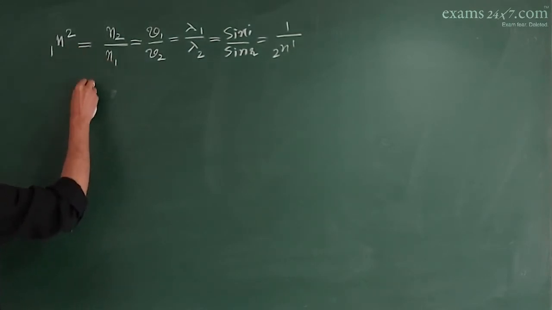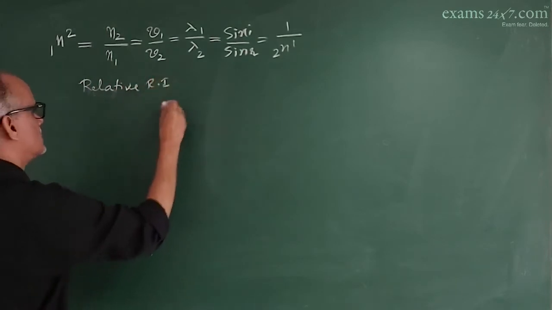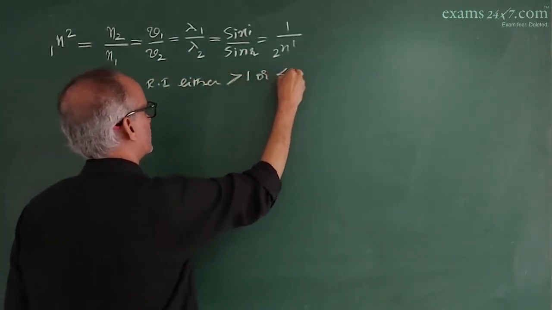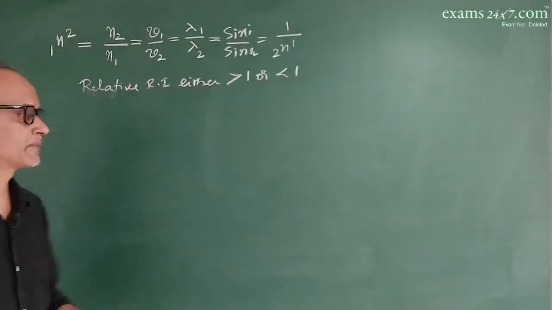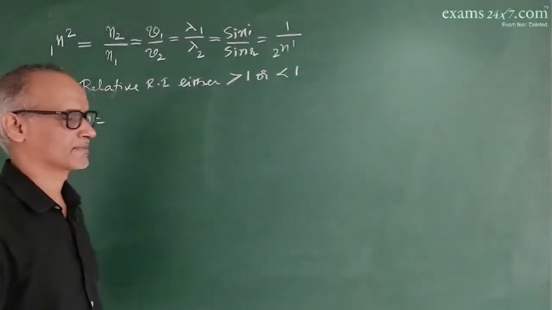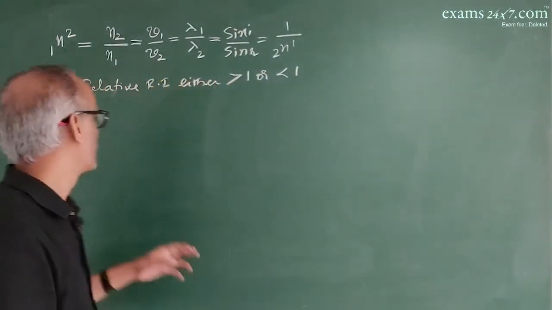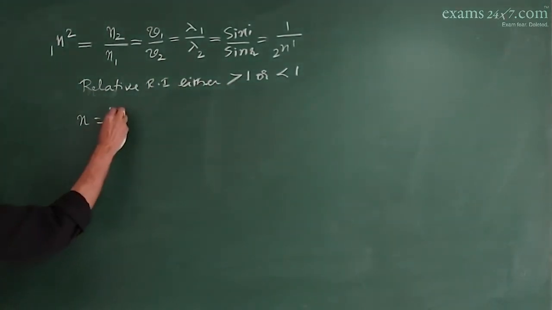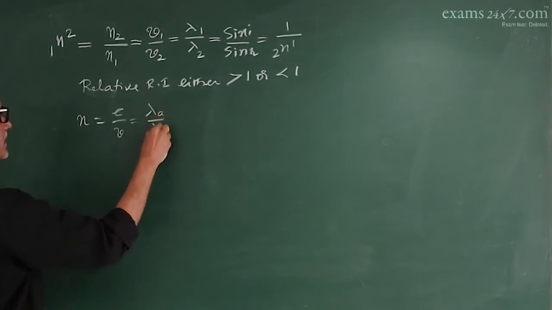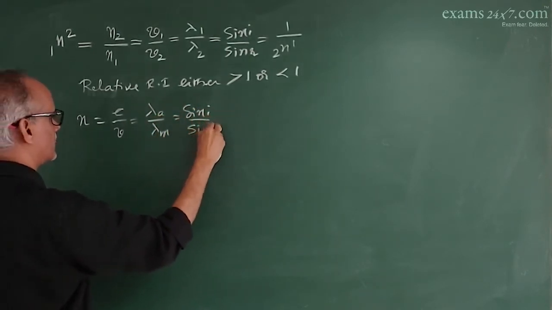And relative refractive index can be either greater than 1 or lesser than 1. That's the relative refractive index. Then we have absolute refractive index, which means the refractive index of a medium with respect to air or vacuum, which is given by C by V. That's equal to lambda A by lambda M. That is also equal to sin I by sin R.